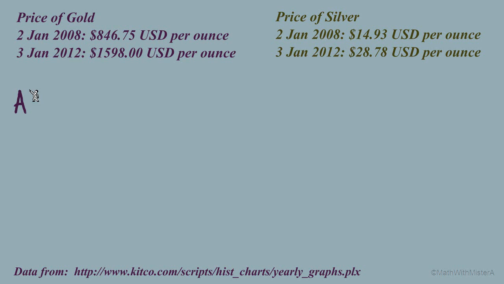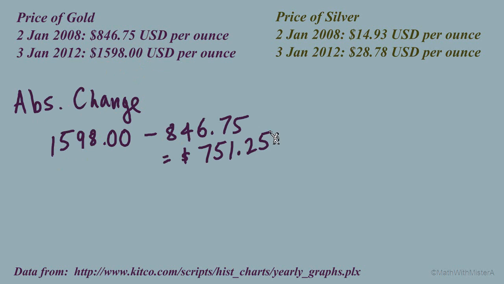So remember that the absolute change is the amount of the change. We know what the original price was, and we know what the final price was. So subtract that final amount from the original amount. And we see that the actual amount of the increase was $751.25. There's our absolute change, the actual amount of the increase. And to find an increase, we definitely like to arrange the subtraction with the most recent value first, subtract from that the original value. Use that order for calculating the absolute change.